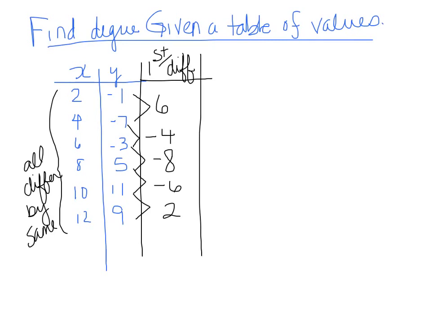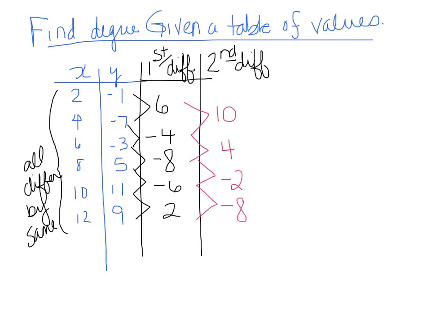So let's keep going and see if we can come up with a second difference and see if it's the same for every consecutive pair. Let's go back here. What is 6 minus a negative 4? 10. Negative 4 plus 8, because I have to subtract the negative 8, is 4. And then negative 8 minus a negative 6, which is negative 8 plus 6, gives me negative 2. All right, so these aren't the same either. Negative 6 minus 2 is negative 8. Oh boy. So the second difference didn't work either.